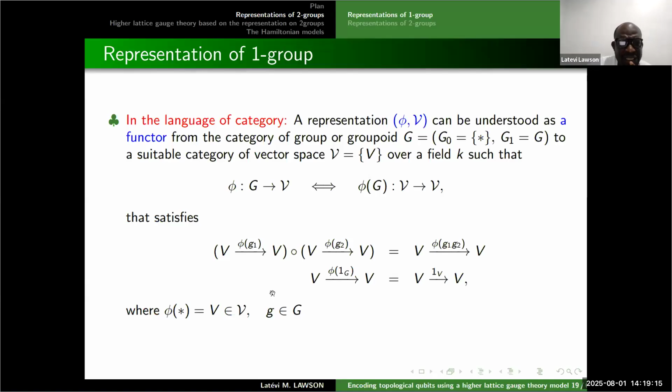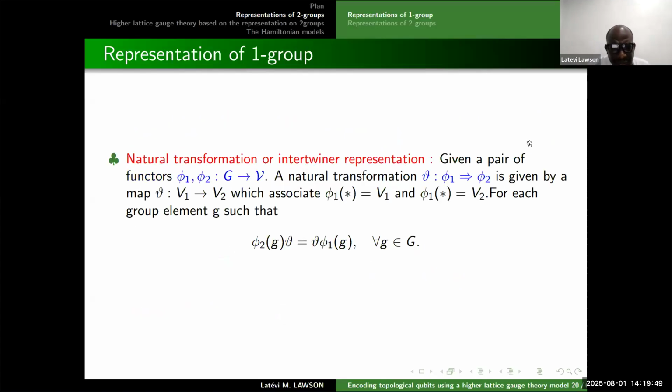This representation of the group in the vector space can be looked at in the language of category. The representation in the language of category is a functor, okay? It's a functor from the category of the group to the category of vector spaces and satisfies these properties. It looks like the same because the group itself is like a category, one category where G0 is the set of objects and G1 is the set of morphisms in my system. So we have the intertwining relation, the natural transformation. If I have two representations, I define what we call the natural transformation, which respects this intertwining relation. There is a graph that shows this, but I skip it.